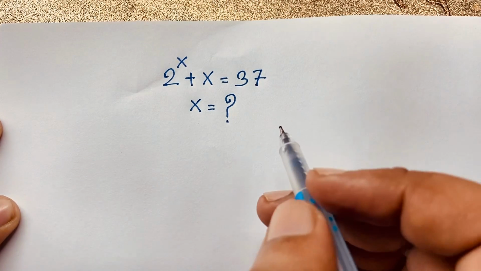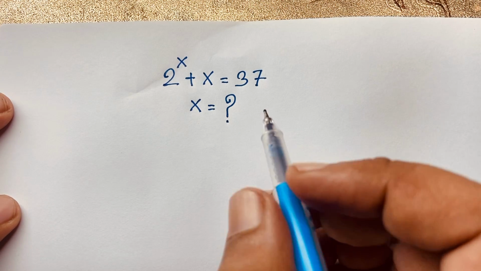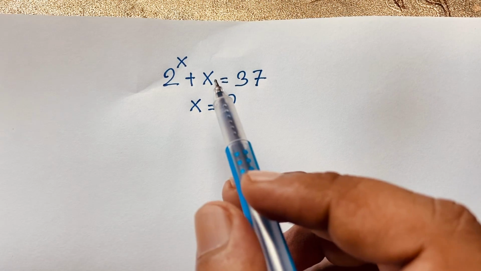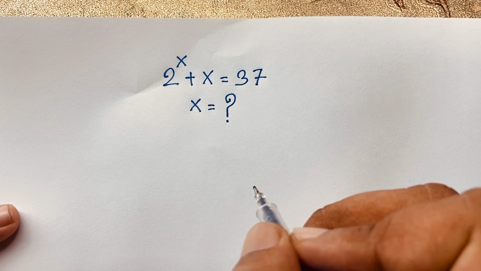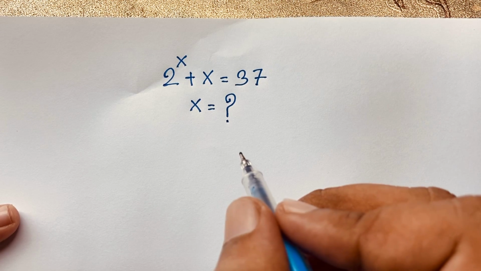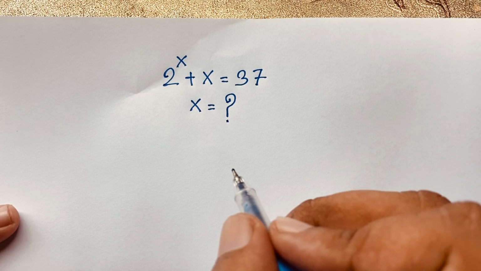Today we'll solve a nice math problem. This question is 2 to the power x plus x is equal to 37. X is equal to what? How to solve this interesting math olympiad question.